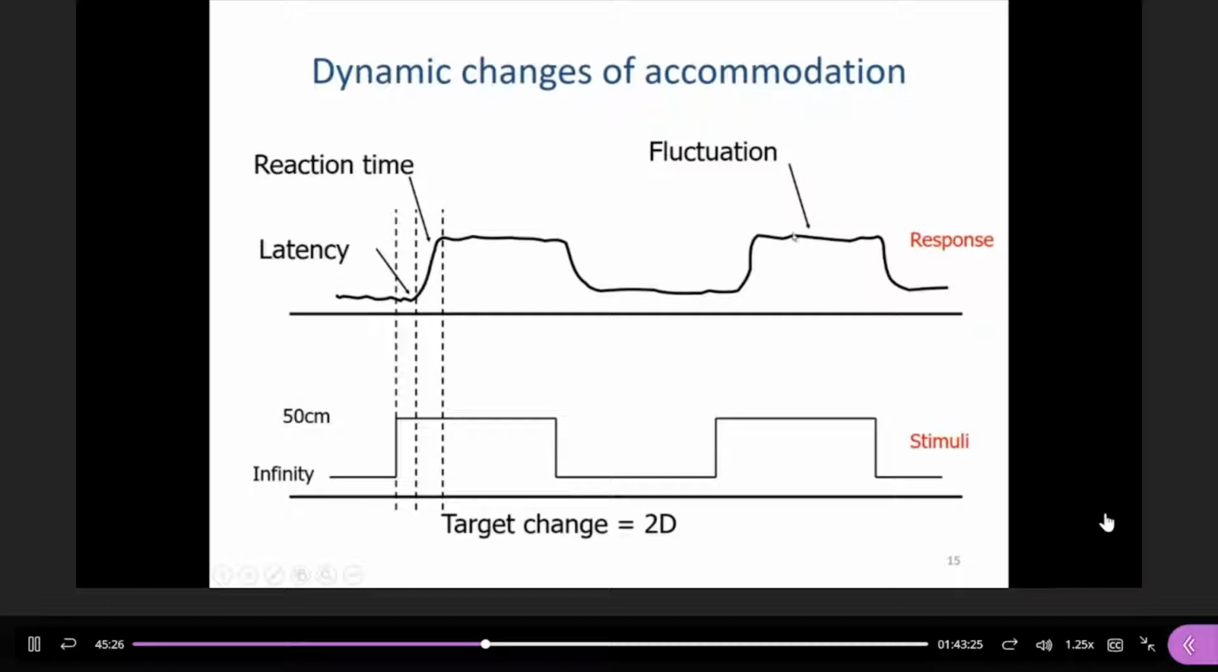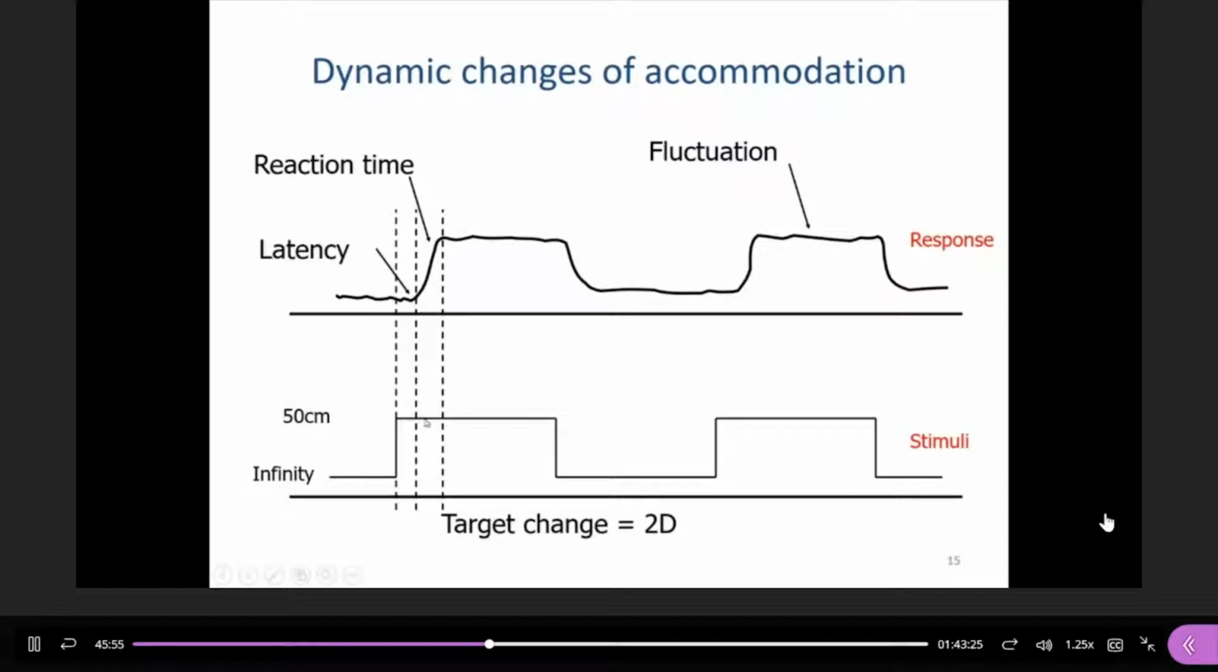And you will also expect to have some fluctuation of the accommodation. You can look at the figure here at the bottom. The object is maintained at the same position, but you can see that the accommodation does not stay the same. The accommodation will increase and then decrease, and increase and decrease, alternately. This actually serves as a negative feedback system.